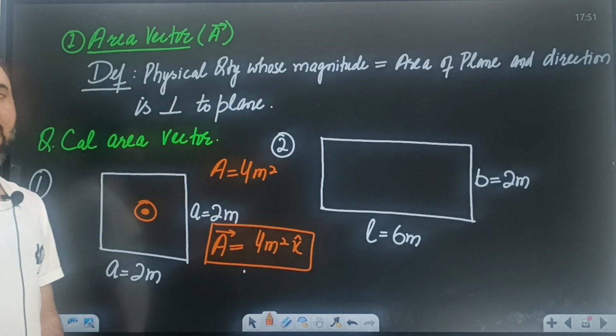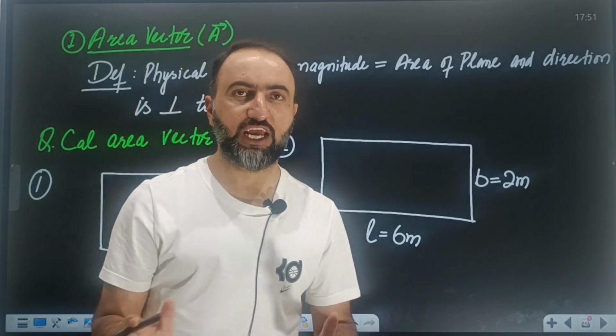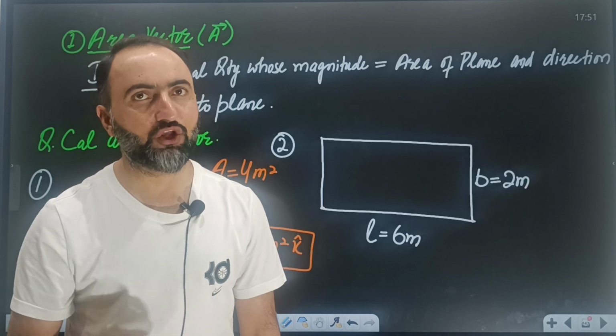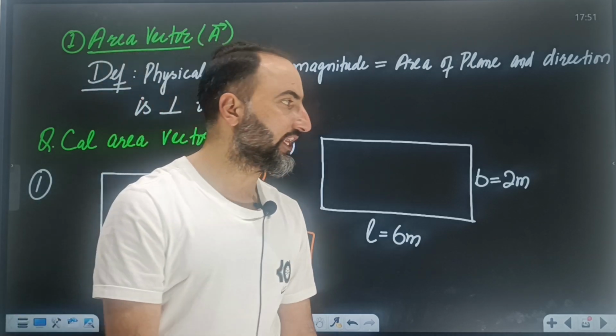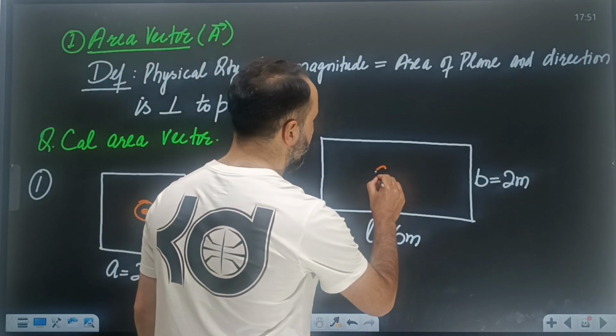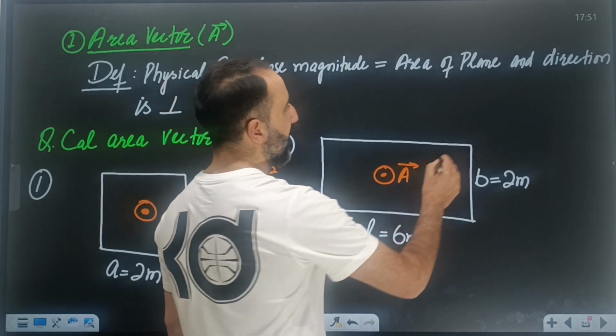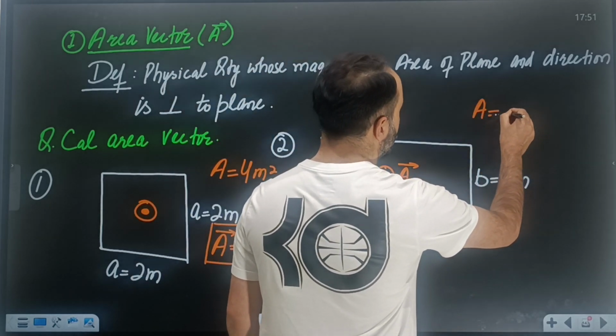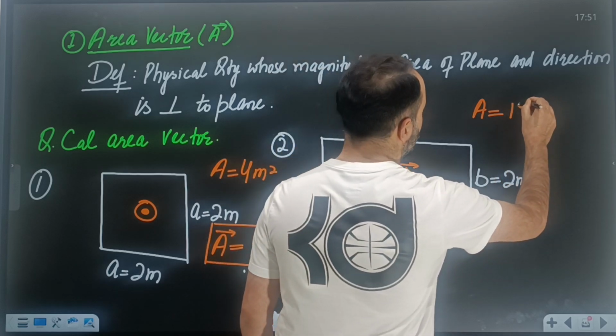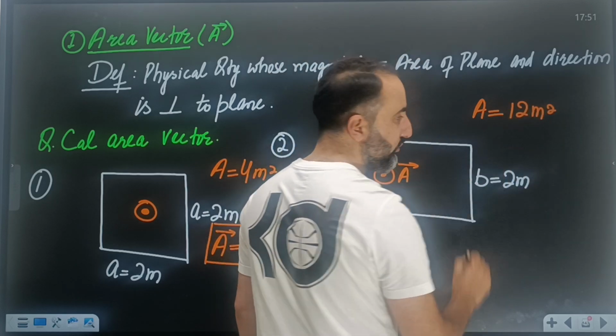Simply, what do you have to do for the area vector? Calculate the area of the plane. Then it's always perpendicular to the plane of this area. So this is the plane, and here we have the area vector, which will be directed outwards. Now let's calculate the area. Area is equal to length into breadth. 6 2s are 12, so the area will be 12 meter square.